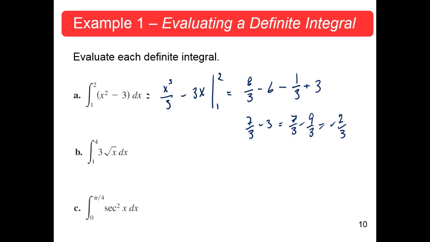All right, how would you approach number B? I did too much talking on that one. You tell me how to approach number B. I'm going to do this even though I'll probably regret it. I'm going to pull out the 3. Then I'm going to write the integral from 1 to 4. What would you do next?